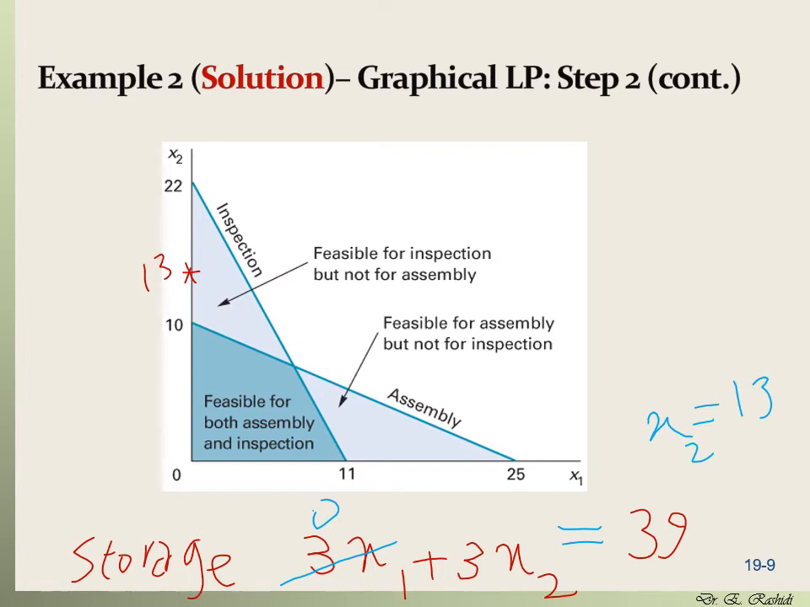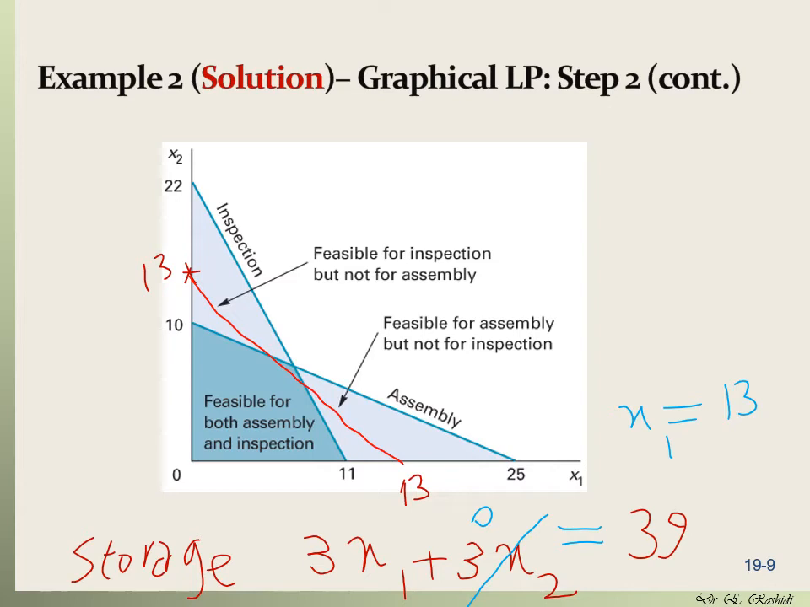13. Next, I'm going to do the same for x1. So I'm going to set x2 equal to 0, and that's 3x1 equal to 39, or x1 equal to 13. So that's this point over here. Now I'm going to connect these 2 points to get the constraint line, somewhere here. All right, so this is our line.